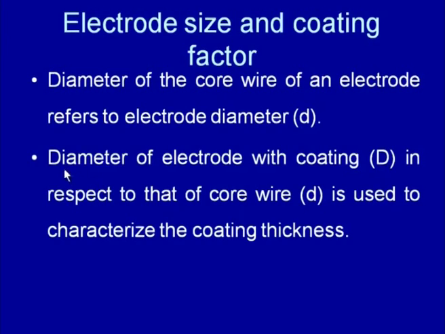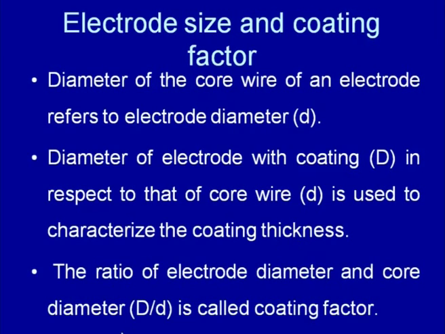This is the smaller diameter, small d, and the diameter of the electrode with the coating, that is capital D, in respect to that of the core wire, is used to characterize the coating thickness. So, if we measure the core wire diameter and the diameter of the electrode with the coating, capital D, the ratio of these two is used to characterize the coating thickness. The ratio of the electrode diameter and the core wire diameter, that is capital D divided by small d, is called the coating factor, and this indicates the thickness of the coating being used for developing the electrode.